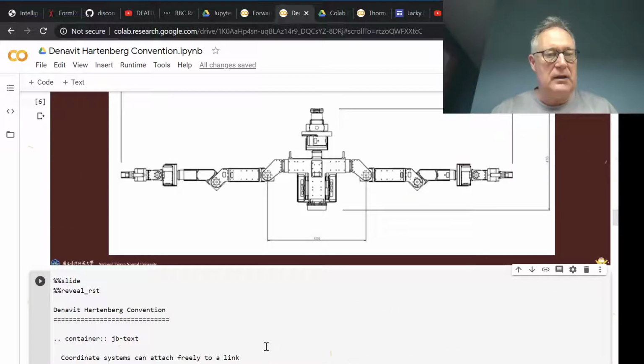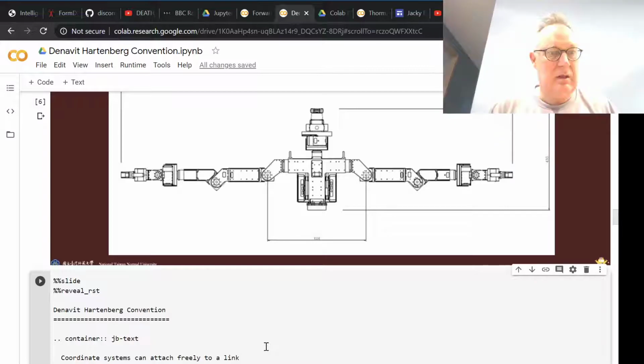So we need to calculate 16 unknowns. However, the last row we know is 0, 0, 0, 1. So that means we're left with 12 unknowns.